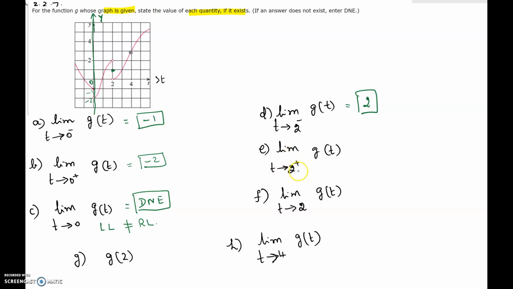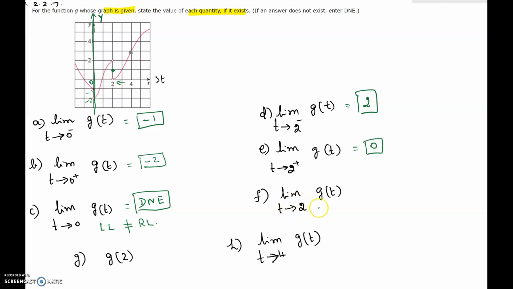Now limit as t approaching 2 plus of g of t, which means we have to approach 2 from the right side of 2. So we consider the graph of g in the neighborhood of 2, but on the right side of 2, so we see this piece of the graph, which is approaching 0. We have to consider the y value. So we see a point, actually we see 2, 0, there is a hole. So the value is equal to 0 in this case.